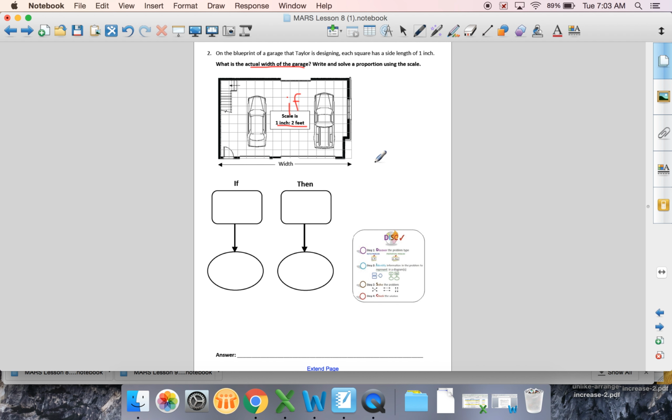So we're going to have to actually count out some of those pieces here. I will start it off. 1 inch is equal to 2 feet. You need to figure out by counting how many inches and then figure out how many feet. Count these little squares here and that should tell you how many inches to figure out your width.